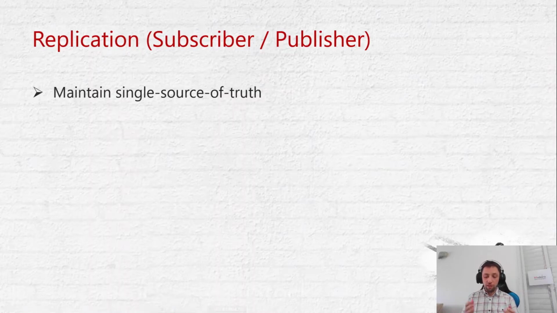Okay, so my guideline is to always maintain a single source of truth. If you have an object which is replicated from one publisher, let's say, to a subscriber, that means that this publisher is the single source of truth for this object. And if its structure changes, those changes would be automatically replicated to the subscriber as well.